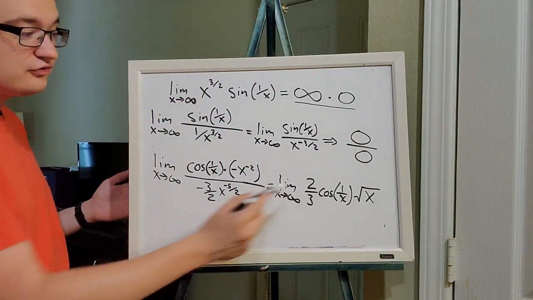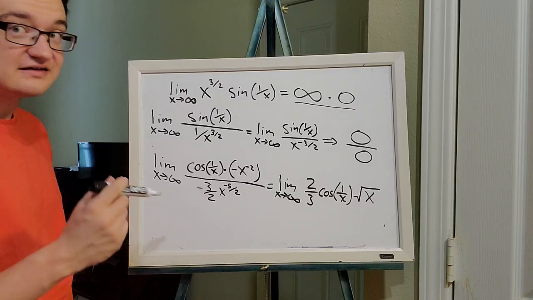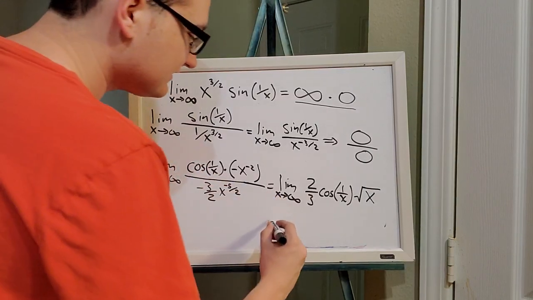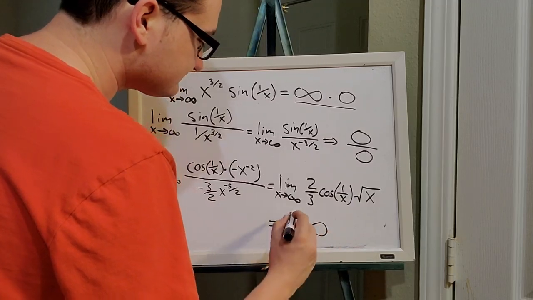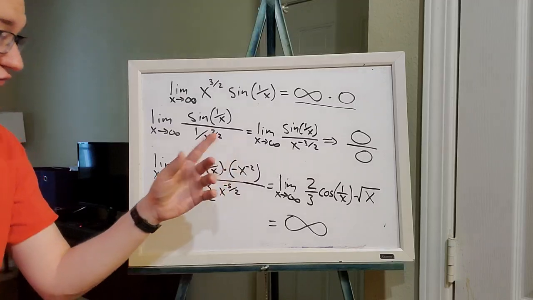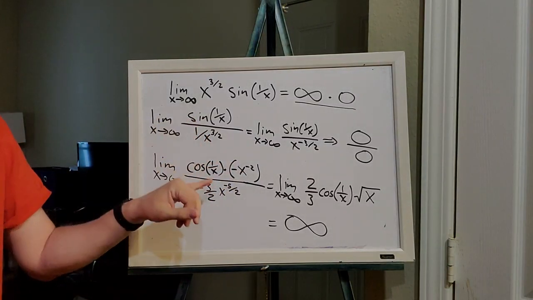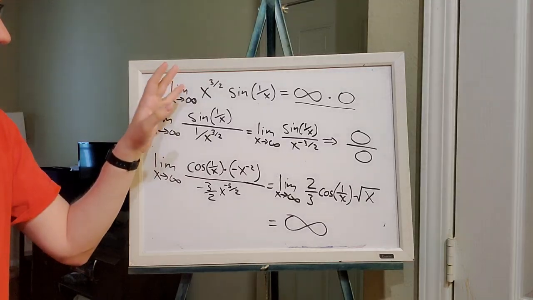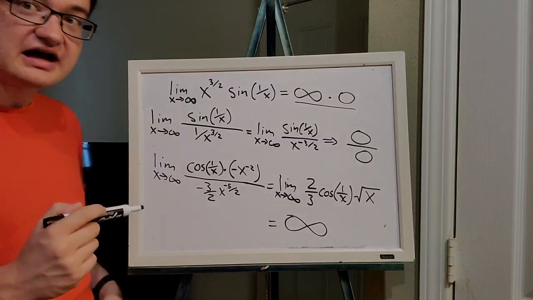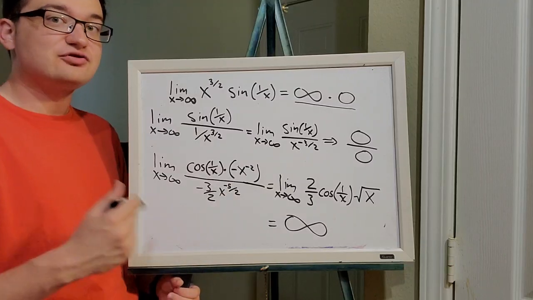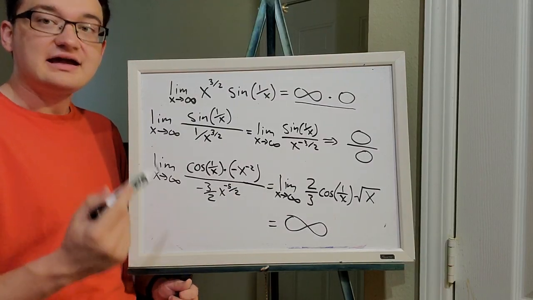And where does this go to? Well, that cosine of 1 over x is going to 1. That square root of x is going to infinity. So that's something to keep in mind. L'Hopital's rule can let us evaluate complex product limits, but sometimes you should keep in mind that cancellation, instead of doing L'Hopital's rule again, can be helpful.